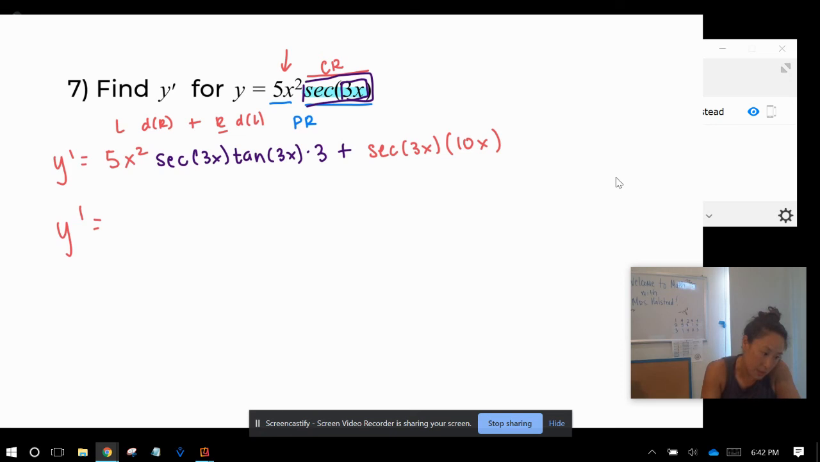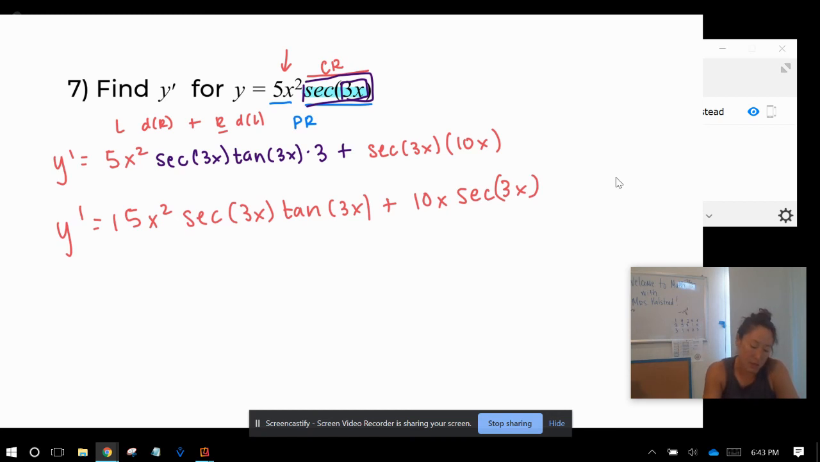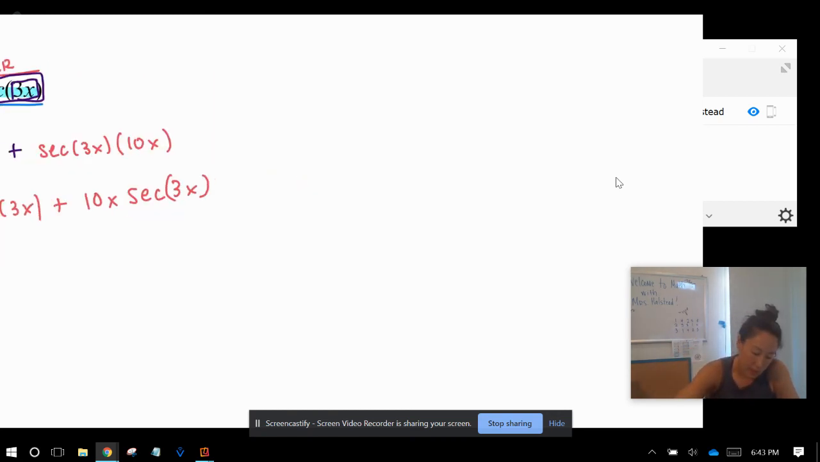Y prime is equal to, we got to simplify a little bit, giving us 15x squared secant 3x times the tangent of 3x plus 10x secant 3x. Whew, we survived. Okay, number 8.